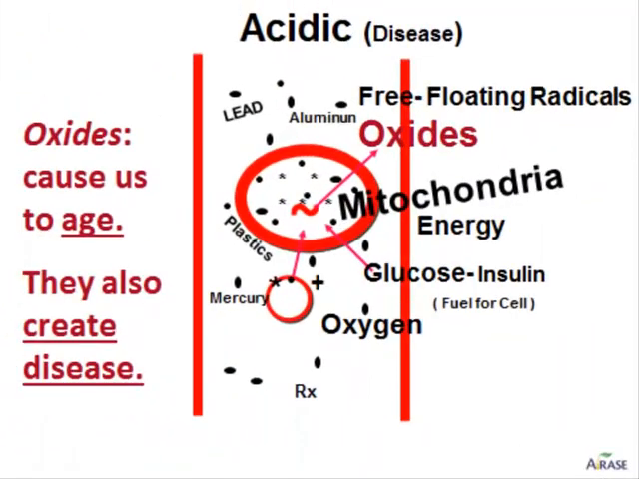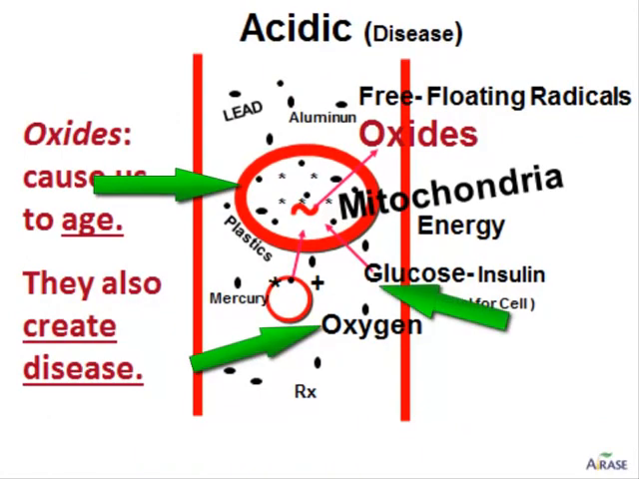Notice that the cell membrane is thicker. This makes it more difficult for the oxygen and the glucose to get into the cell to feed the mitochondria. It also makes it difficult for the oxides to get out. Pretty soon little Johnny comes to Mama and says, "Mama, I can't breathe."